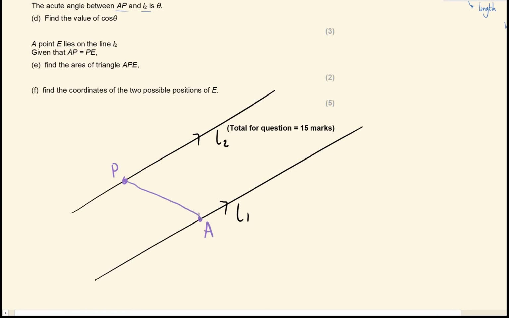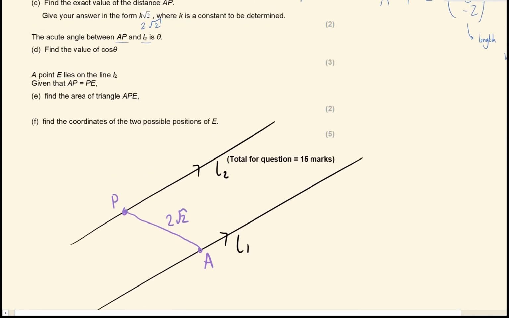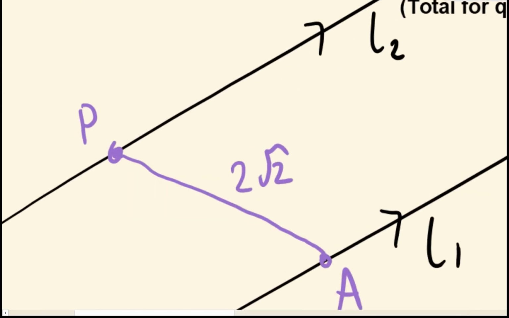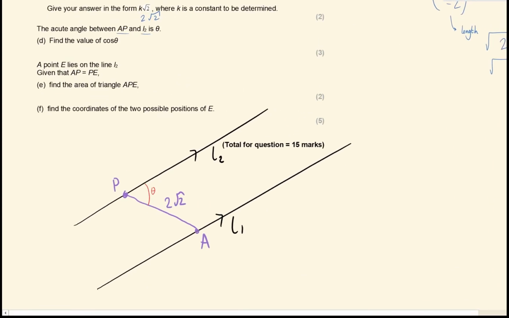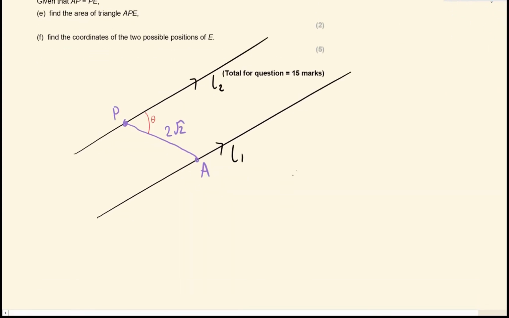We worked out that this distance was 2 root 2. And now we want to work out the angle between this line A to P and L2. We are told in the question that this angle here is going to be theta, and we need to work that out. Whenever you want to find an angle, we're going to use the dot product. We're going to use the fact that A dot B is mod A mod B cos theta.